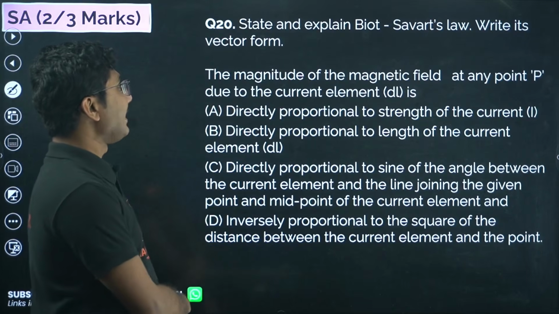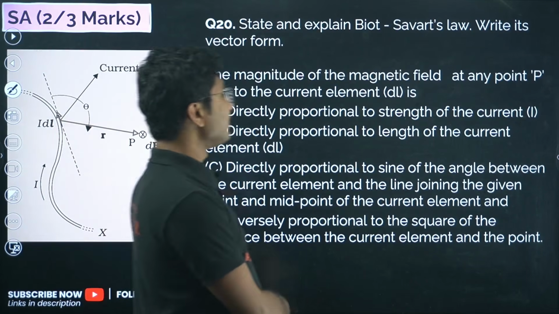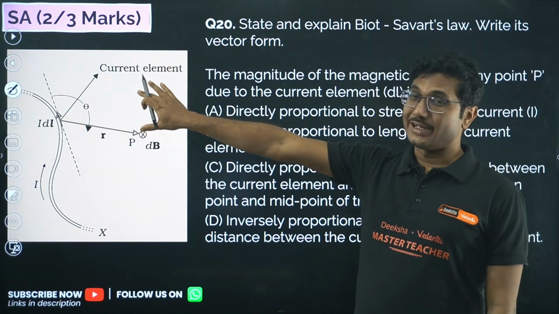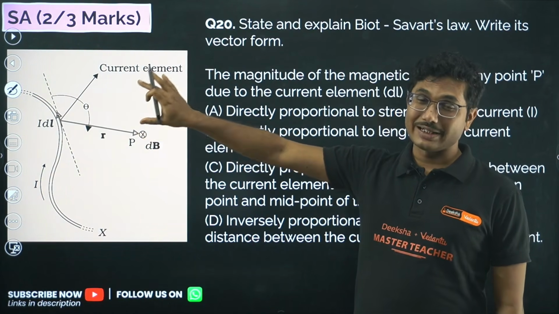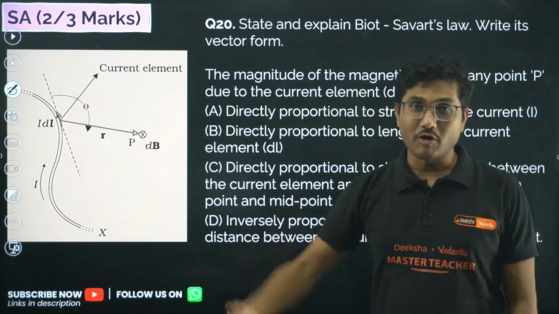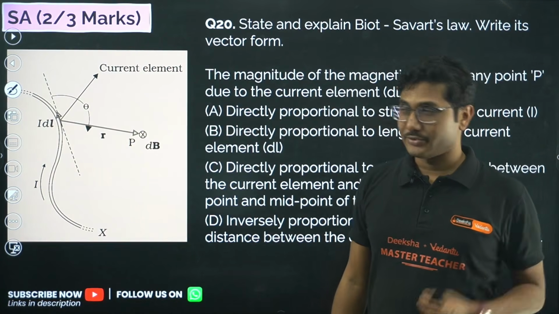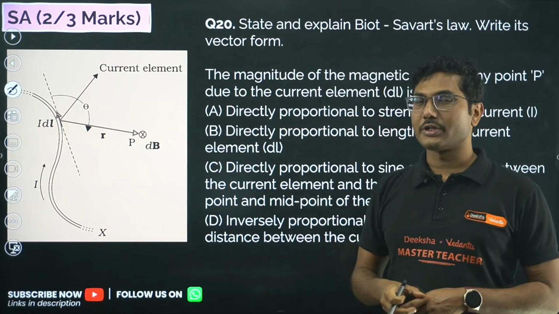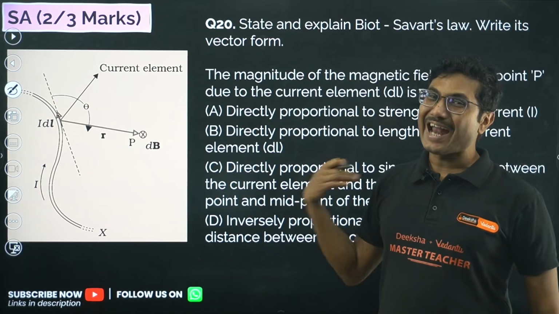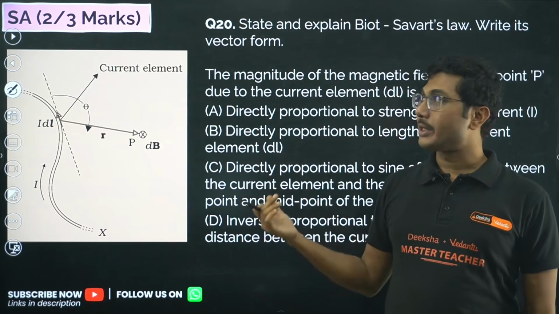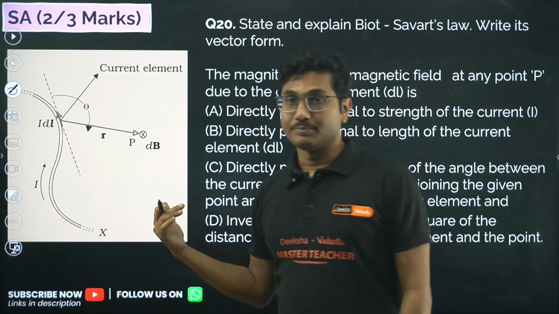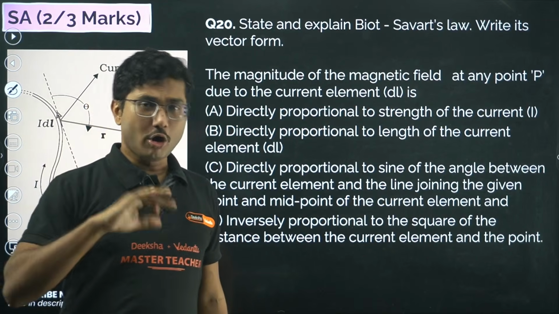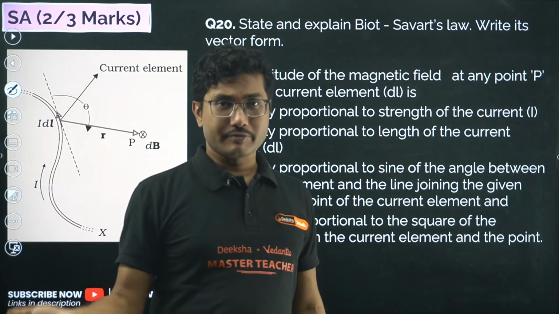Next, state and explain Biot-Savart's law. Write its vector form. State and explain is only a simple explanation, where the diagram is compulsory. If they ask you the vector form, you have to explain the terms as well. So vector form and explain the terms is also possible for this question. The same question might be asked as state and explain Biot-Savart's law, or write Biot-Savart's law in vector form and explain the terms.